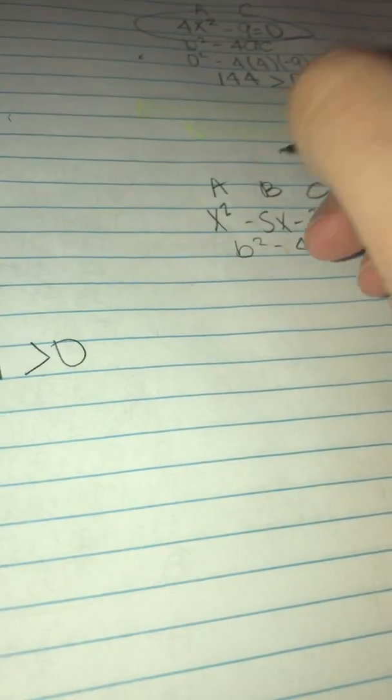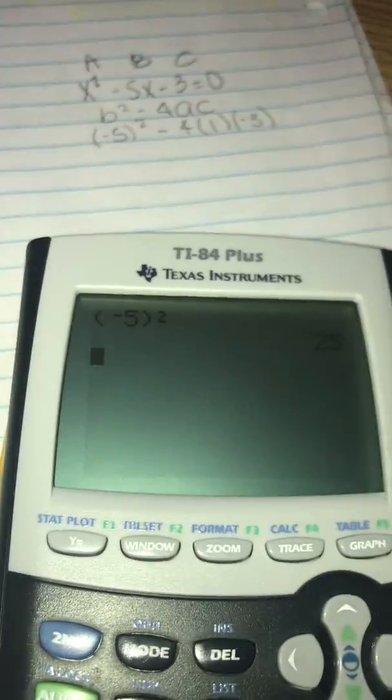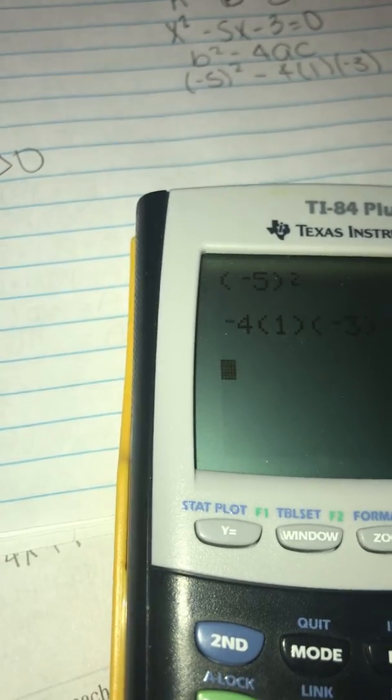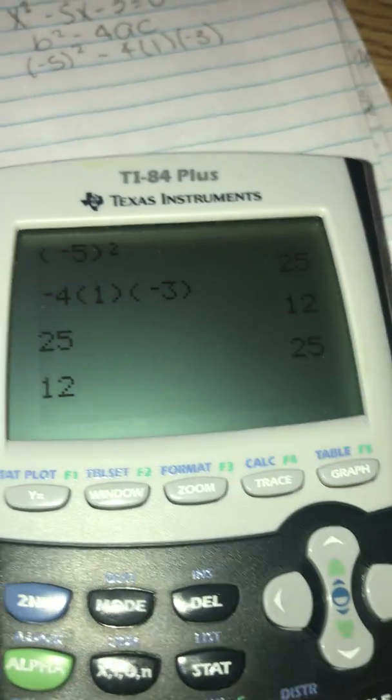Okay? Our sixth one, x squared minus 5x minus 3 equals 0. So we'll label them A, B, and C since we don't have to do anything. Okay, so b squared minus 4ac is our formula, and we'll just plug those in. So negative 5 squared minus 4 times 1 times negative 3. Okay, and so negative 5 squared is 25. We have negative 4 times 1 times 3. 25 plus 12. Oops.